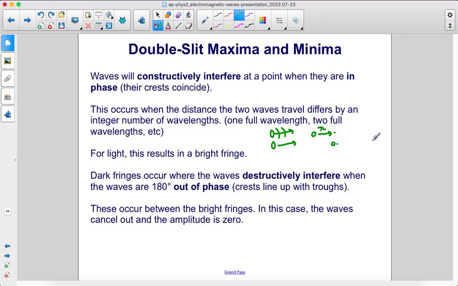Dark fringes occur where the waves destructively interfere, when the waves are 180 degrees out of phase, which is when crests line up with troughs. This is like having another source here, half a wavelength, lambda over 2, away. So you have your wave going this way, you have your wave here, and these are now out of sync. One wave is here, in the middle, the crest lines up with a trough. These occur between the bright fringes. In this case, the waves cancel out and the amplitude is 0. We'll see this in more detail on the next slide.